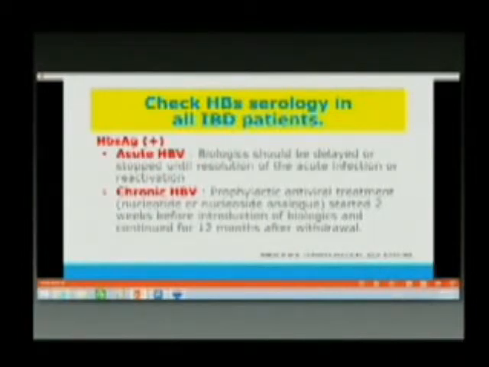Okay, so check your serologies. You check your HBs antigen. If it's positive, then you'll have to determine whether this is acute or chronic hepatitis B.